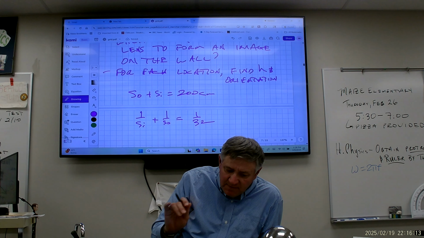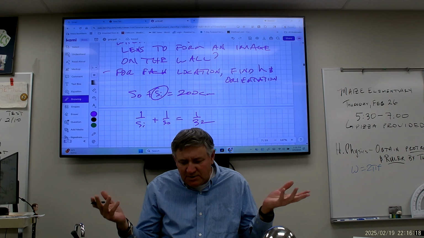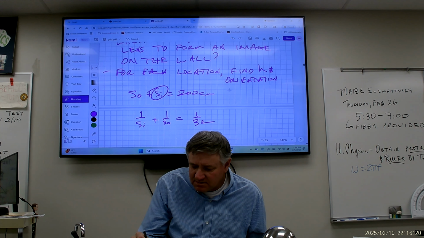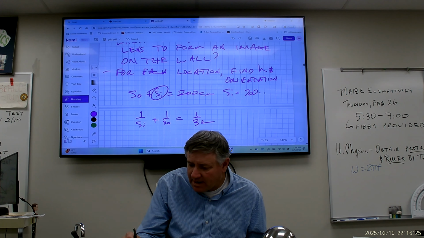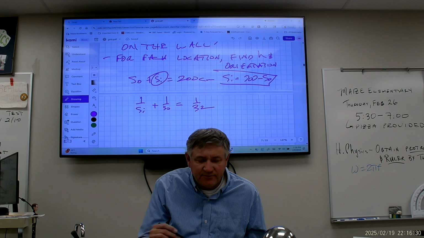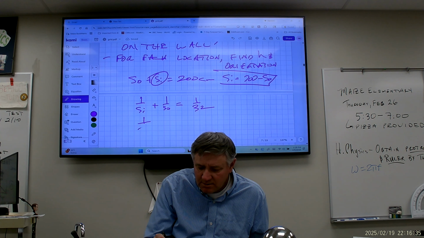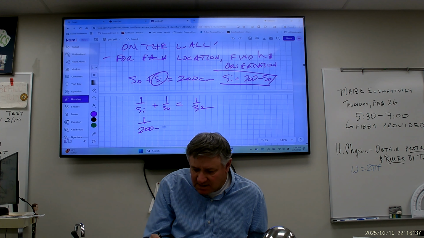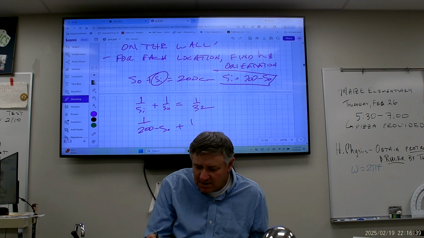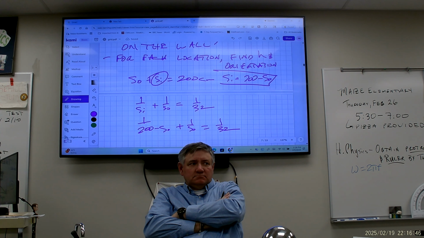So let's solve that top equation for s_i. It really doesn't make any difference which one you pick. We'll solve it for s_i. So s_i is going to equal 200 minus s_o. So could I put that in for s_i? You could. Yeah. 1 over 200 minus s_o plus 1 over s_o equals 1 over 32. Cool with what I did so far? Yes.